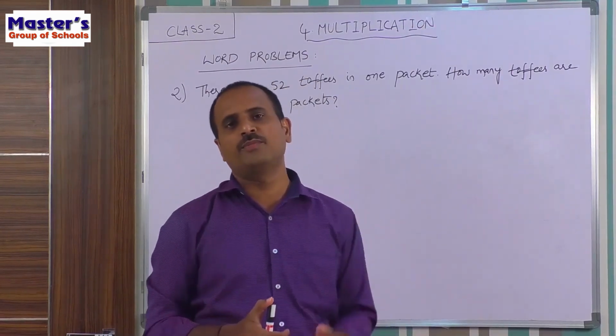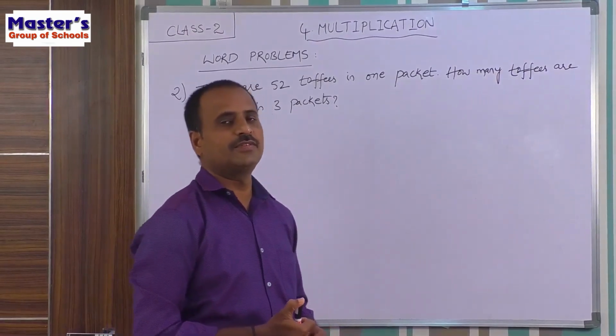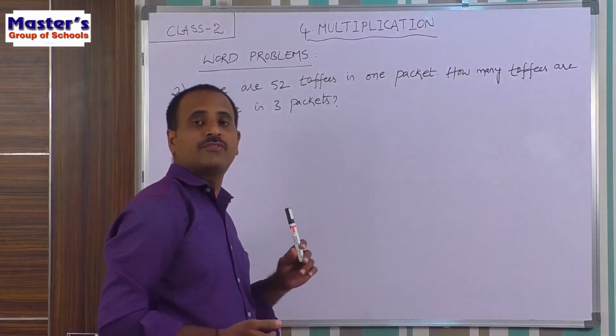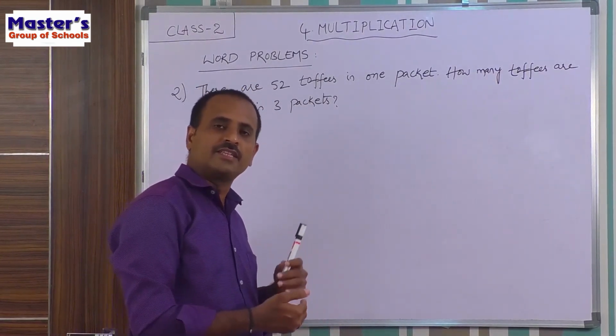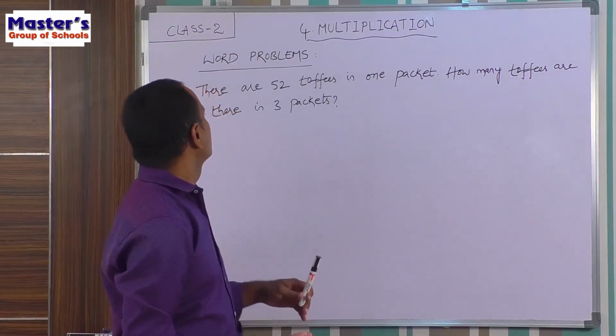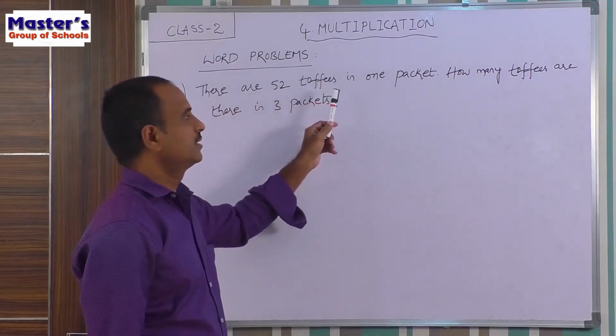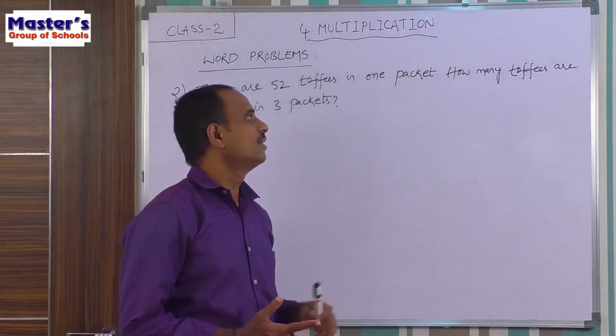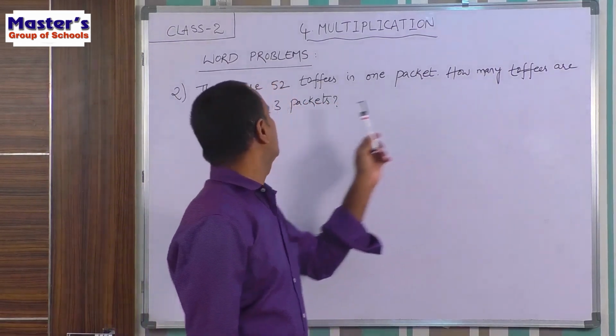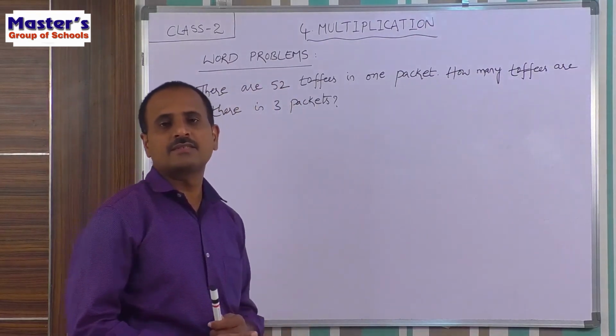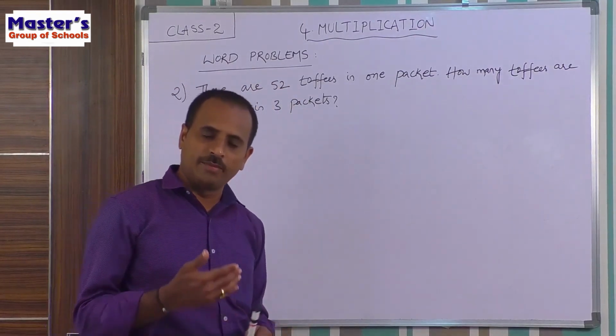See the next word problem. This is the second one, which is similar to the one we practiced earlier. So read the problem once again. There are 52 toffees in one packet. How many toffees are there in 3 packets? So children, read the problem again.